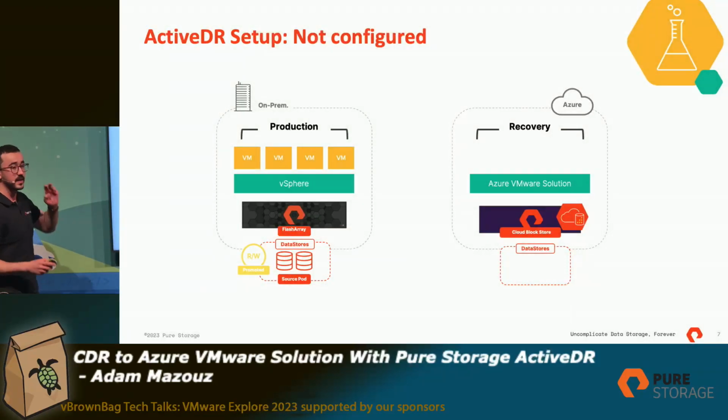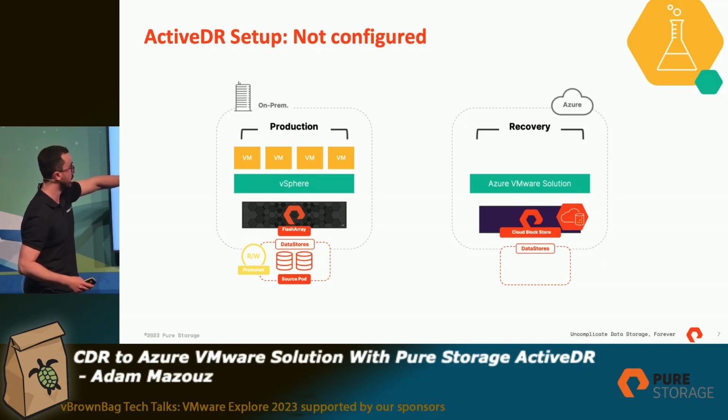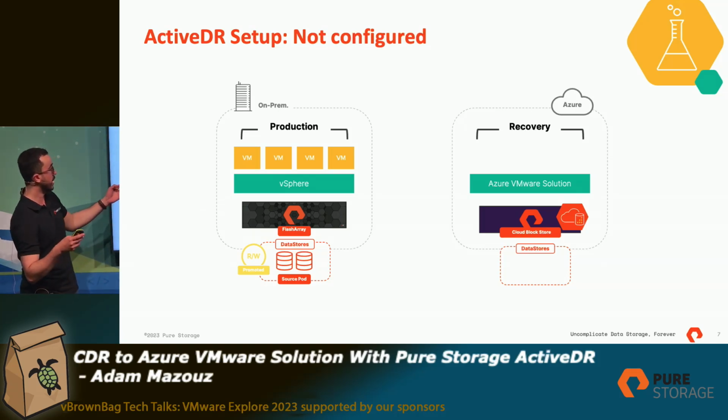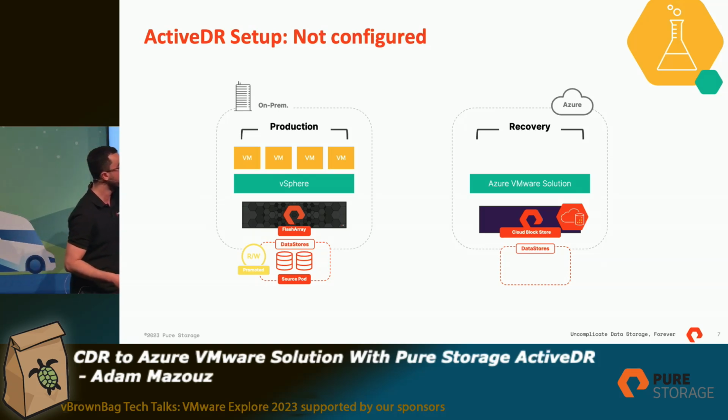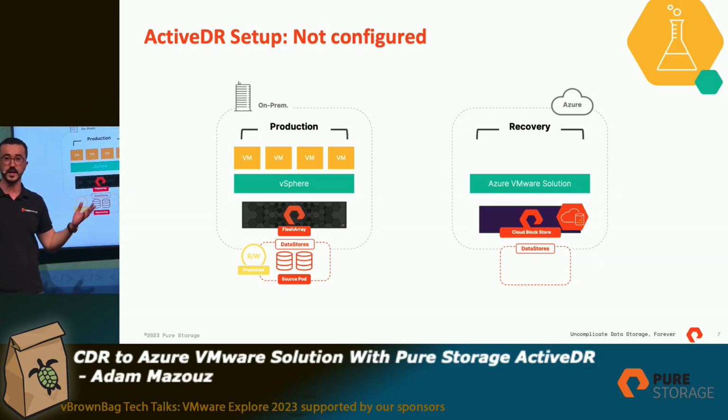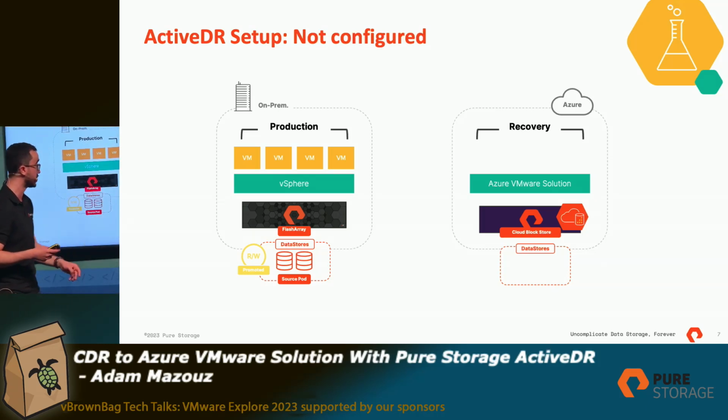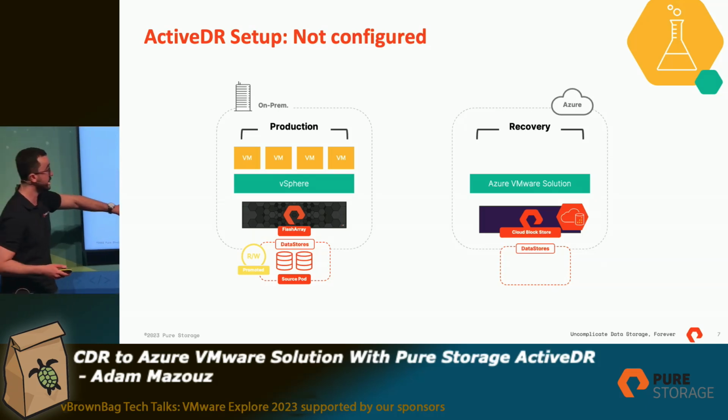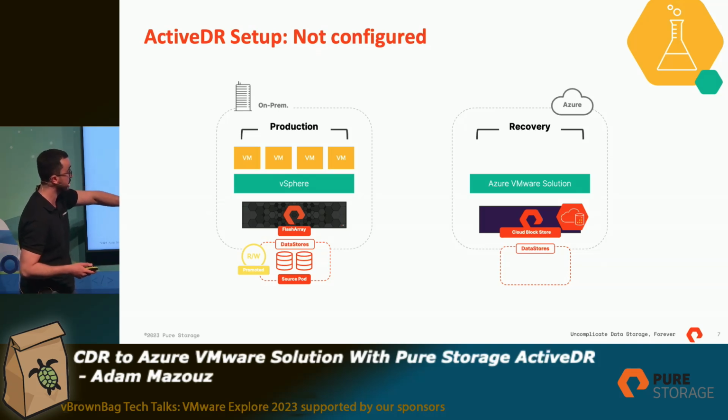So let's get into a scenario here. I have an on-premises, let's say in Barcelona, and now I want to migrate or replicate or protect some workloads to Azure VMware Solution. So this is where it starts. I haven't configured anything. I have my Flash Array on-premises. I have a datastore there that is representing a couple of VMs.